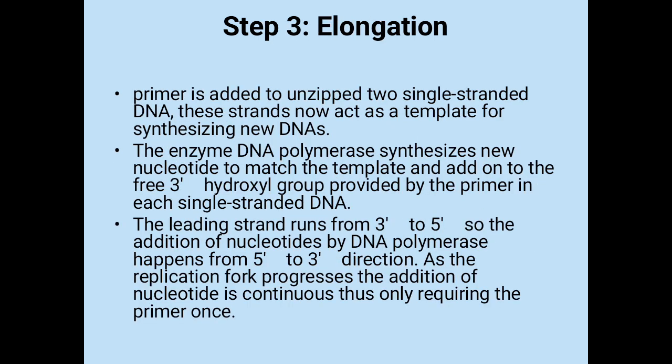And then elongation. Primer is added to the unzipped two single-stranded DNA. These strands now act as a template for synthesizing new DNA molecules. The enzyme DNA polymerase synthesizes new nucleotides to match the template and adds them to the free 3' hydroxyl group provided by the primer in each single-stranded DNA. The leading strand runs from 3' to 5', so the addition of nucleotides by DNA polymerase happens from 5' to 3' direction as the replication fork progresses. The addition of nucleotides is continuous, thus only requiring the primer once.